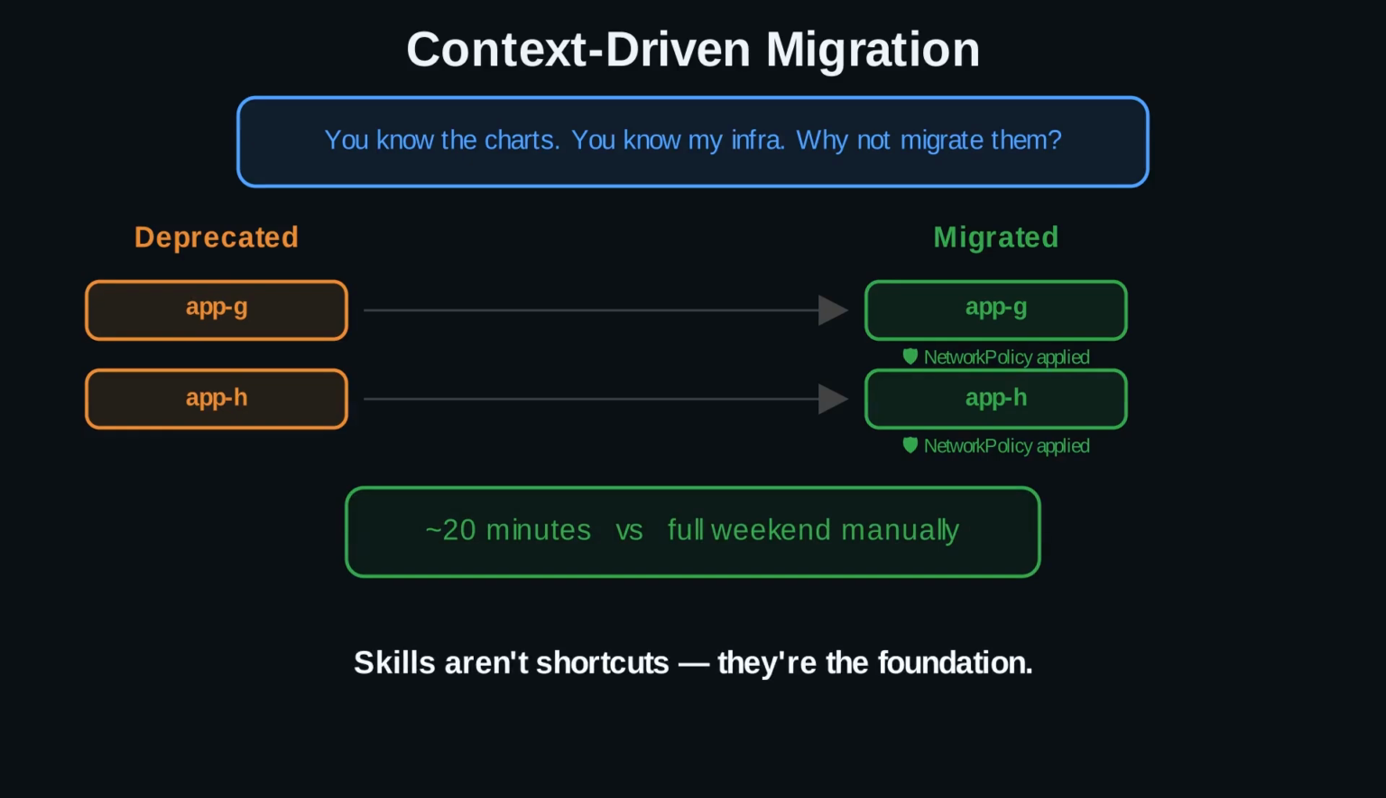Claude had everything it needed, the chart conventions, the value structure, the naming patterns, the app relationships, because we'd built that context in. The network policies were applied as part of the migration. What would have taken a weekend of careful manual work happened in about 20 minutes, including the time I spent typing the question. That's the compounding effect. Skills aren't just shortcuts, they're the foundation that makes complex work possible.